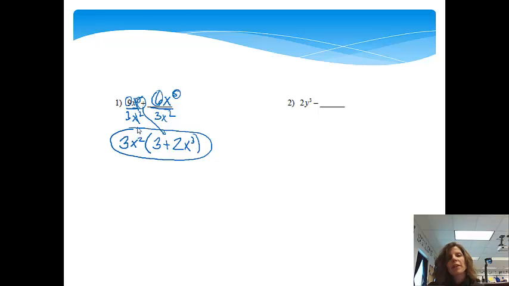One thing that's nice about factoring, you can always multiply it back out to see if you got what you started with, and if you did, you know you got the right answer. All right, let's try number 2.